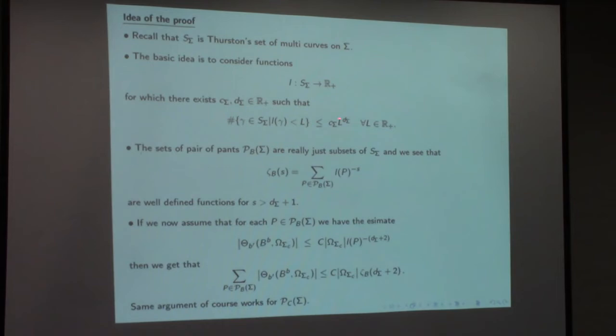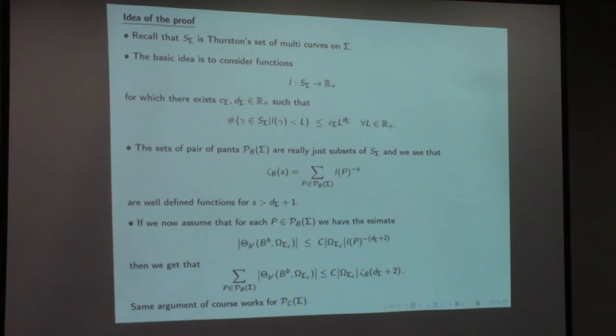If you have such length functions, and you look at the set of all pairs of pants, then you can actually define this function here. You just sum over all pairs of pants of type B, you take the length of the pair of pants. What does the length of the pair of pants mean? Just the length of the boundary curve in the interior, and then you raise that to the power minus S. And so if S is bigger than this constant here plus one, this will be a fine function. In fact, it will even be holomorphic in S in that region.